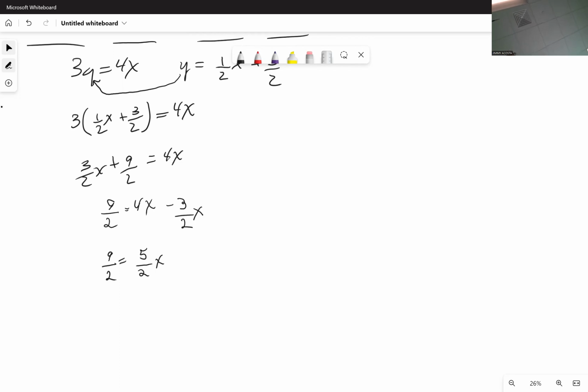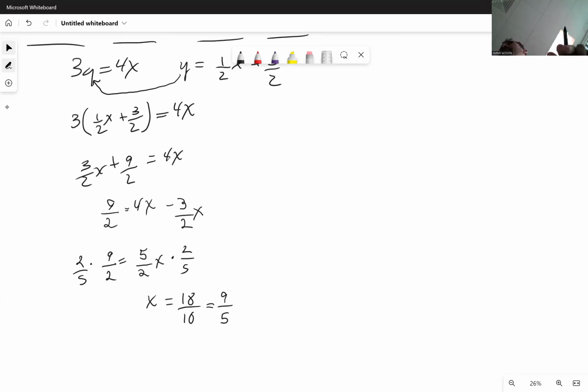And then what do you do to solve that? And you can't see what I'm doing anymore. Yeah, you multiply by the reciprocal, right? So I'll just go ahead and refresh you. So x equals what? 18 over 10, which reduces to 9 divided by 5. So now you found the x value. You got to go ahead and find your y value.